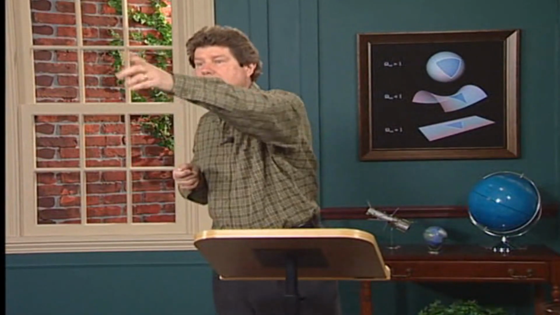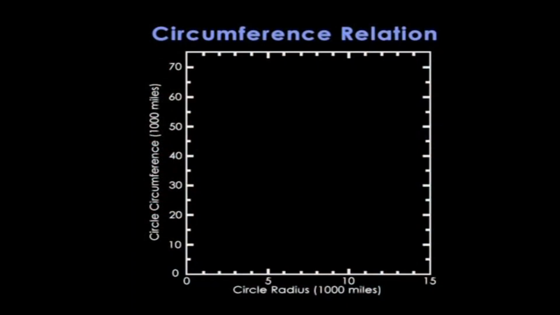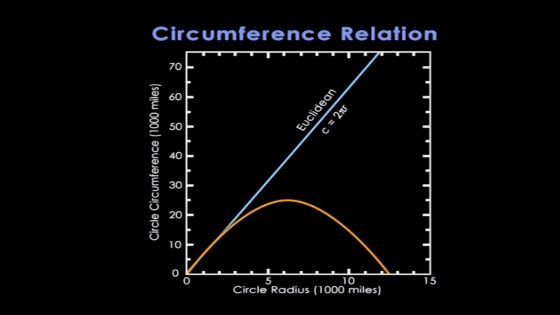Now, if we repeat this for circles of different radius, this is what we find. Radius is along the bottom, circumference is up the side. Now, the circumference should follow this straight line, C equals 2 pi r. But we're finding the circumference is falling short by an increasing amount for larger radii. Most bizarrely, the circumference goes through a maximum and then drops and goes to 0.